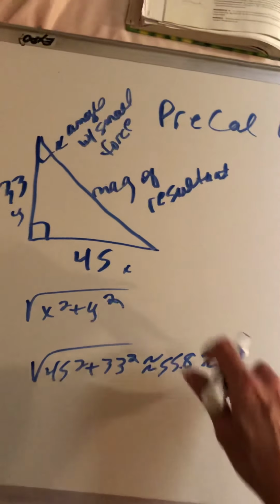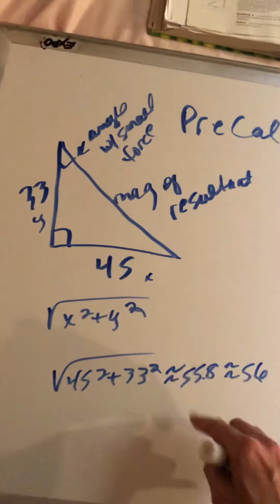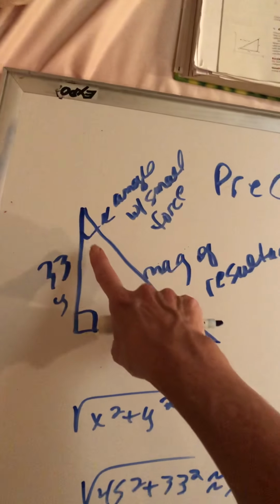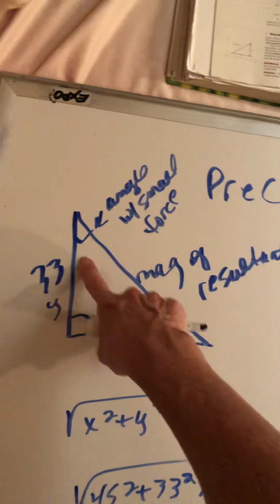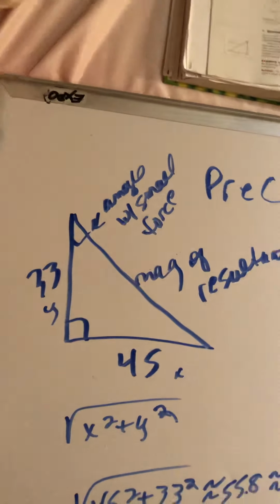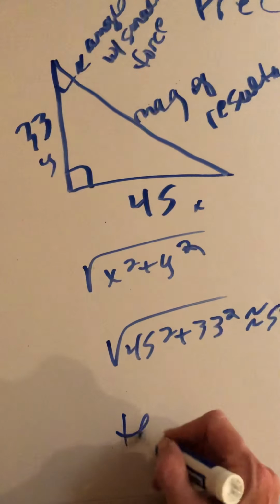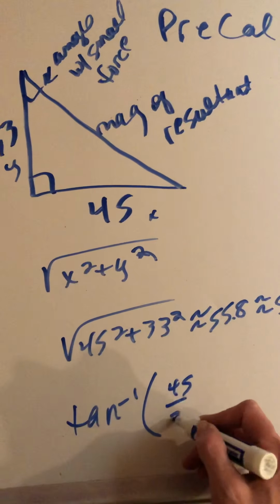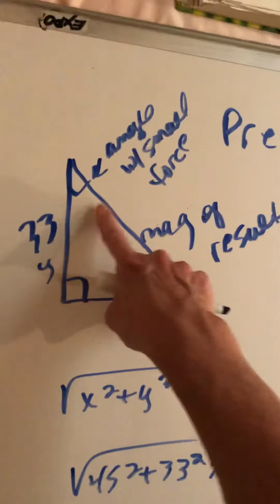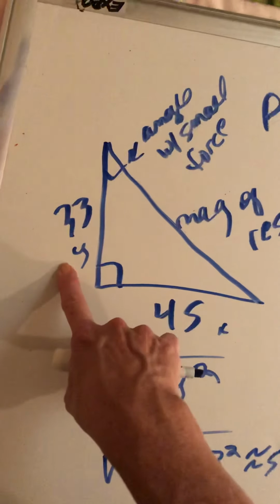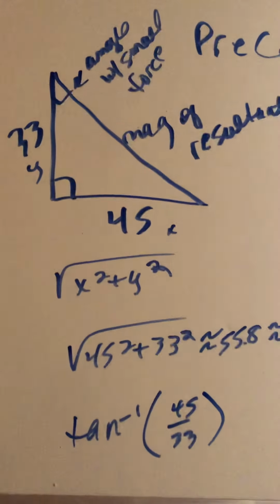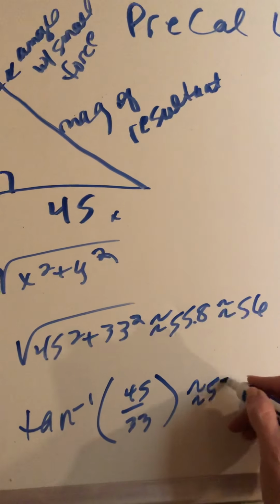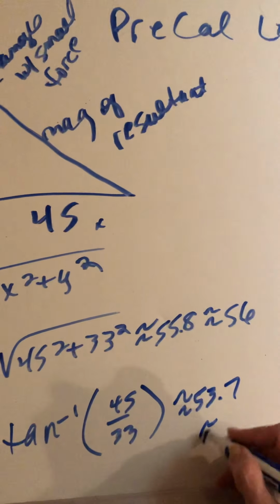Okay? Then you want the angle with the small force. The angle with the small force is up here. You want the angle the magnitude makes with the small force, or the magnitude that the resultant makes with the small force. So we want this angle right here. So it's always an inverse tangent. And it's an inverse tangent here of 45 over 33, because if my angle's up here, this is opposite, this is adjacent. So it's an inverse tangent. And then that gives you about 53.7, which is about 54.